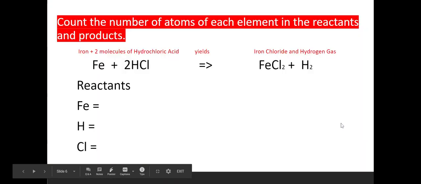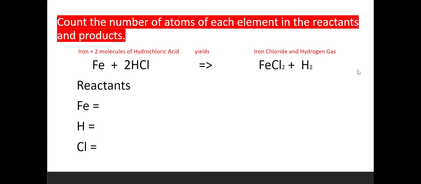So try and do this on your own. And I have done this and will provide the answer in just a moment here. But you're going to write anything that's in a black font. So I'm going to read the first sentence. It says, count the number of atoms of each element in the reactants and products.